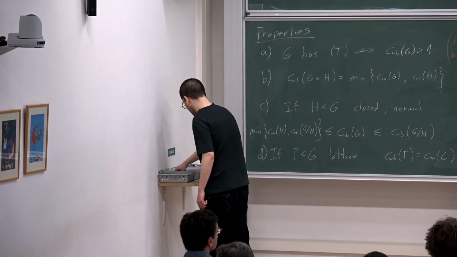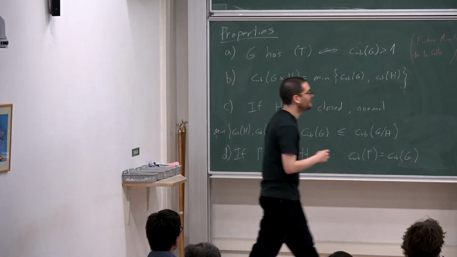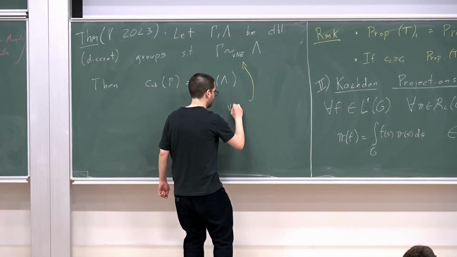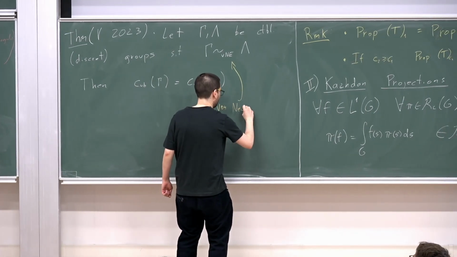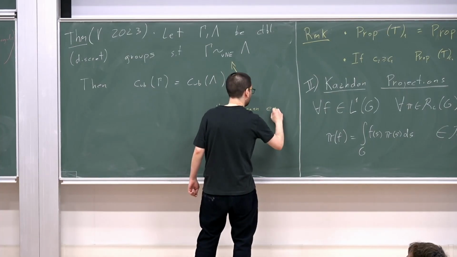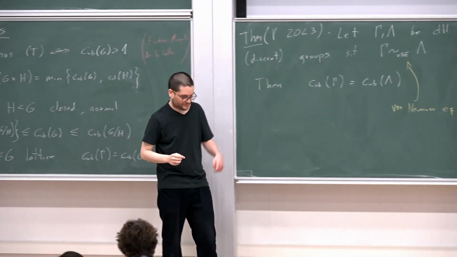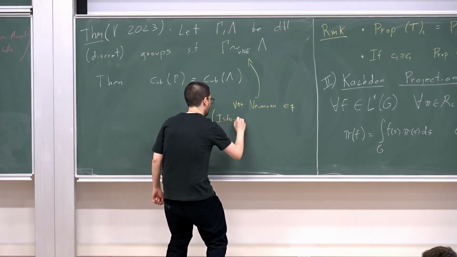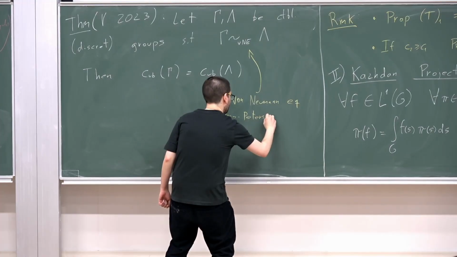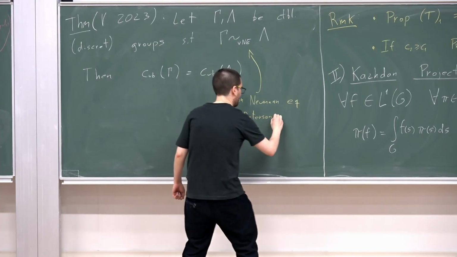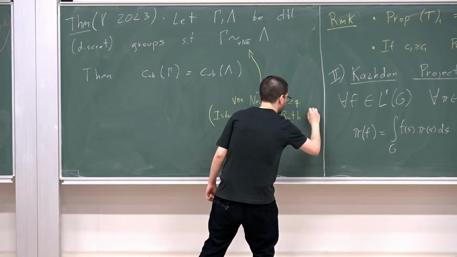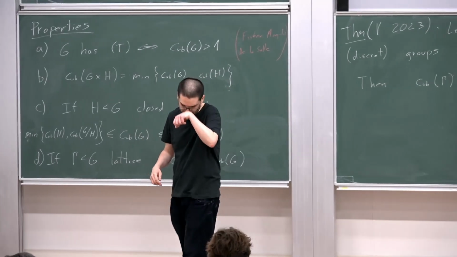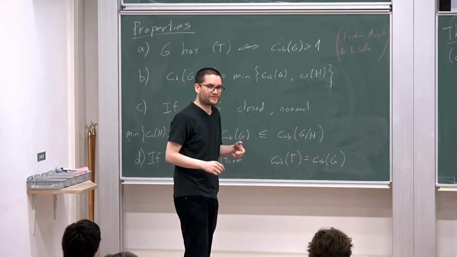So, this is von Neumann equivalence. And it's a notion that was introduced, let me write it, by Ishan, Peterson, that's an E, and Ruth in 2019, I think. And this is something that can be thought of as a non-commutative version of measure equivalence.